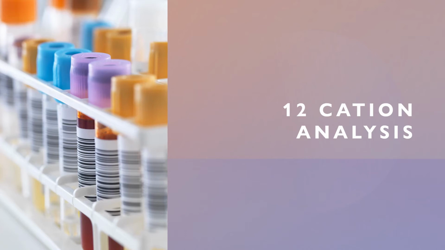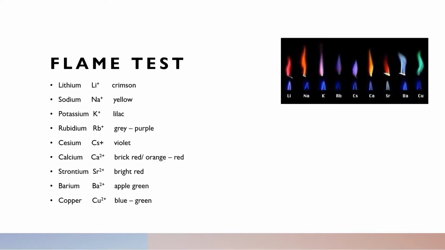After we learn about anion analysis, we continue with cation analysis. First of all, we discuss the flame test. The flame test will yield a color of flame when we burn the substance directly on fire.